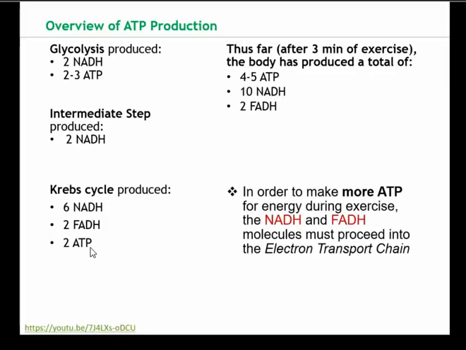So in order to make more ATP during exercise, we have to turn NADH and FADH into more ATP. That process is done in the electron transport chain. So now we're moving into the ETC. We basically started aerobic metabolism with the Krebs cycle, but we don't produce enough energy. So we have to send these electron carrier molecules to the ETC to make more ATP so we can continue to exercise for longer than 3 minutes.